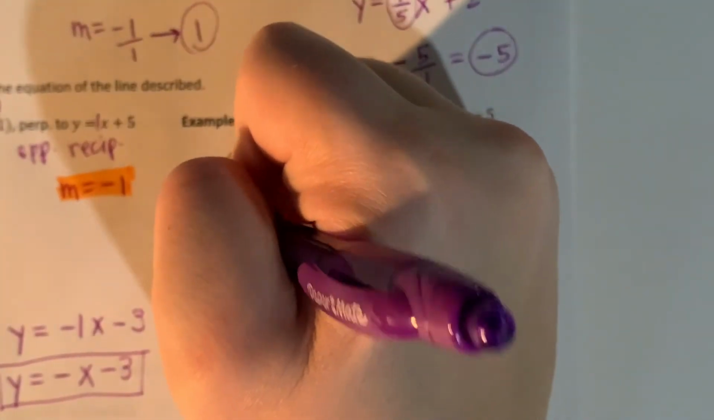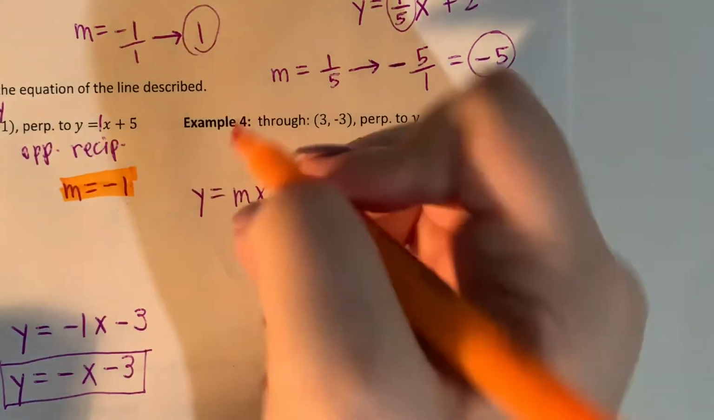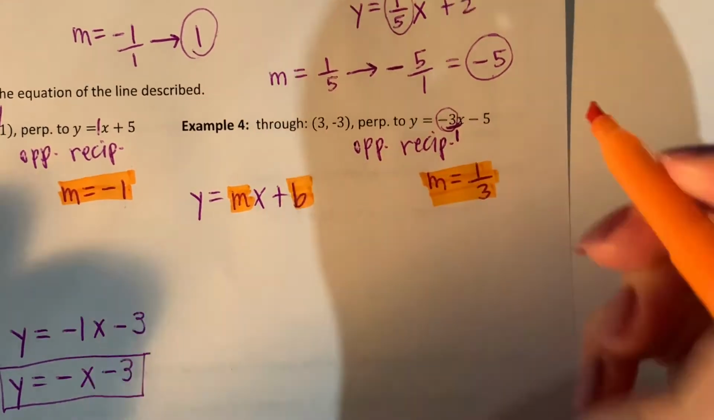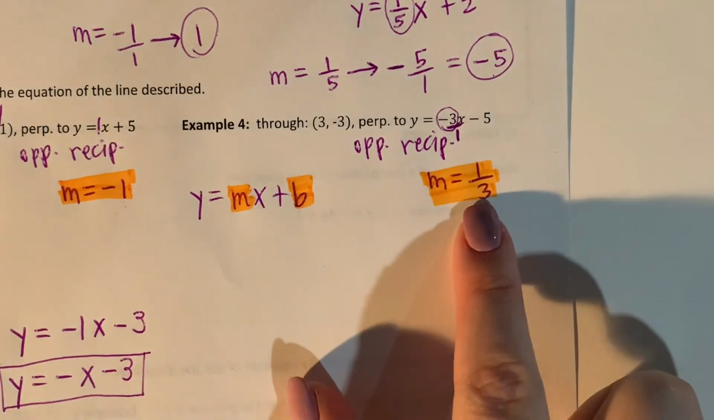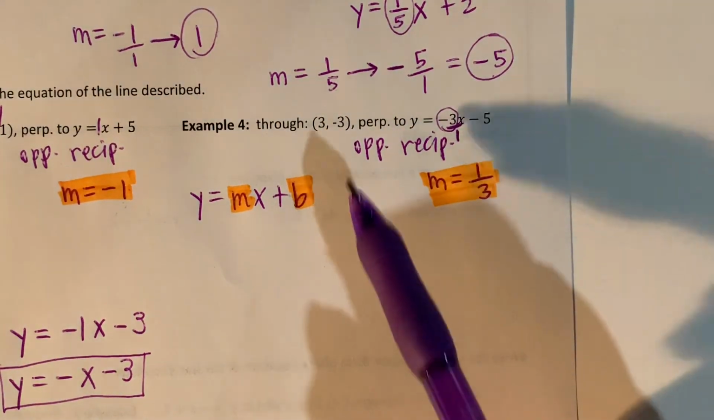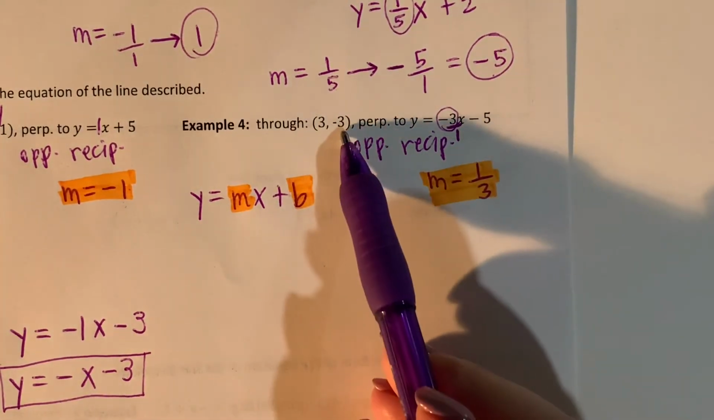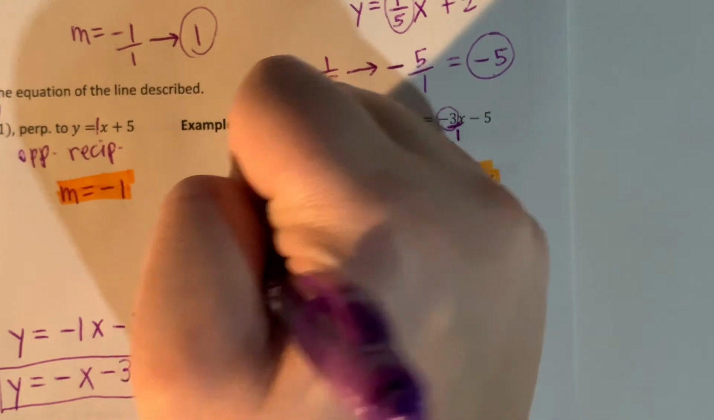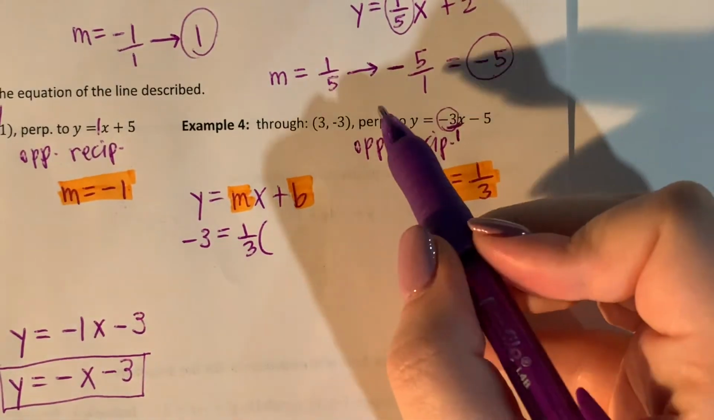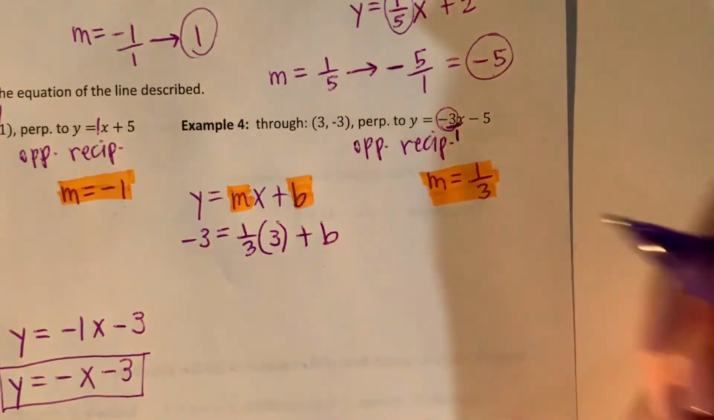I can write my slope-intercept form, y equals mx plus b. We know we have two unknowns we need to plug in. We need to find our slope and find our y-intercept. Halfway done, I found my slope. Now I need to find my y-intercept. So I'll plug in my x, my y, and my slope. So my y value comes from the ordered pair. It's negative 3 equal to my slope of 1/3 times my x value of 3, close my parentheses, plus b.